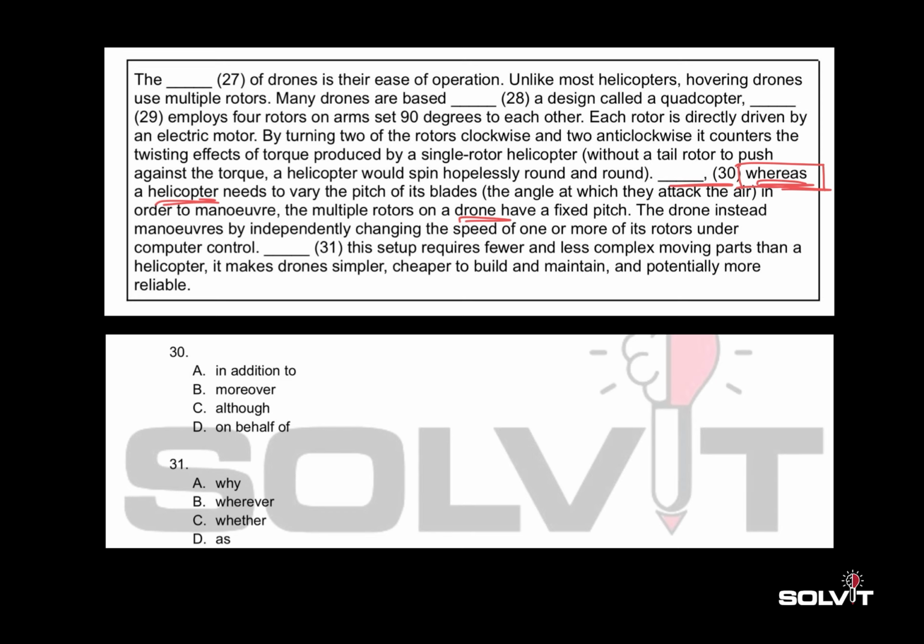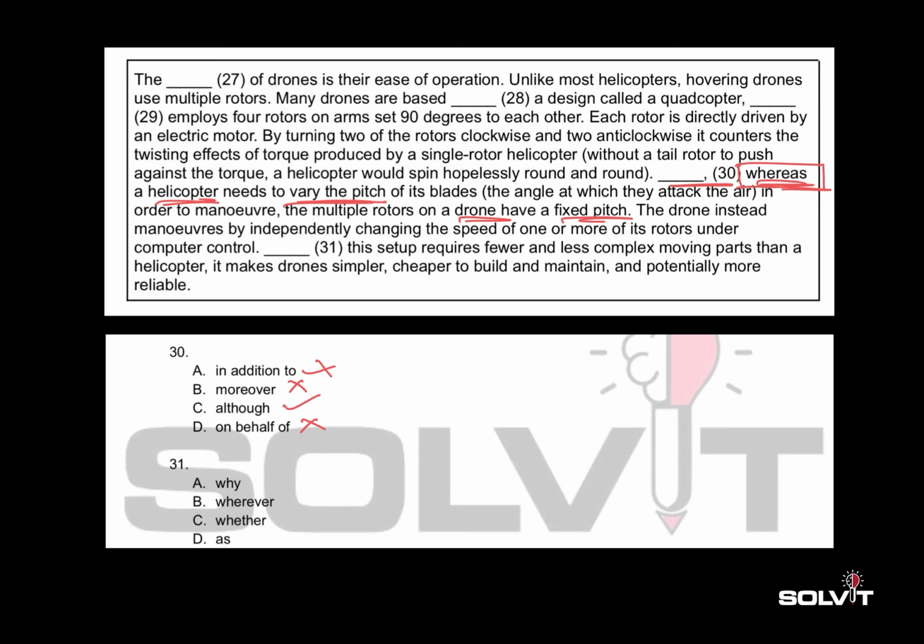So what is being compared over here? Vary the pitch and fixed pitch. So a helicopter needs to vary its pitch and a drone has a fixed pitch, okay? So clearly it's a contrasting sentence. Okay, so let's look at the options. In addition to, wrong, moreover, wrong, although, can fit, on behalf of, wrong.